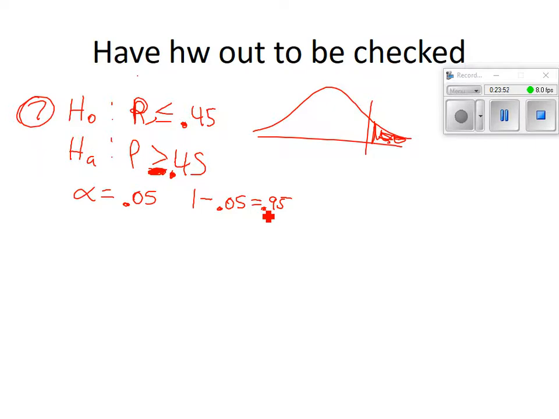So this is what I'm going to do. It's right in between 1.64 and 1.65, so I'm just going to make it 1.645. That means this number right here is 1.645. Then we find our Z. What's our P hat this time? 0.52.